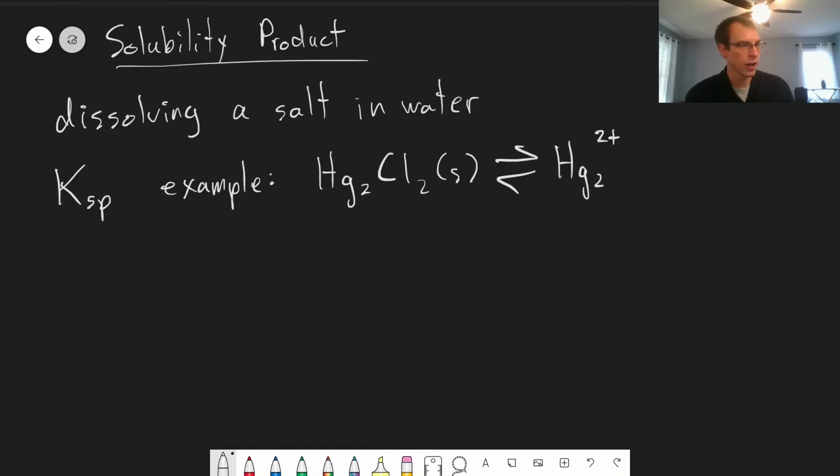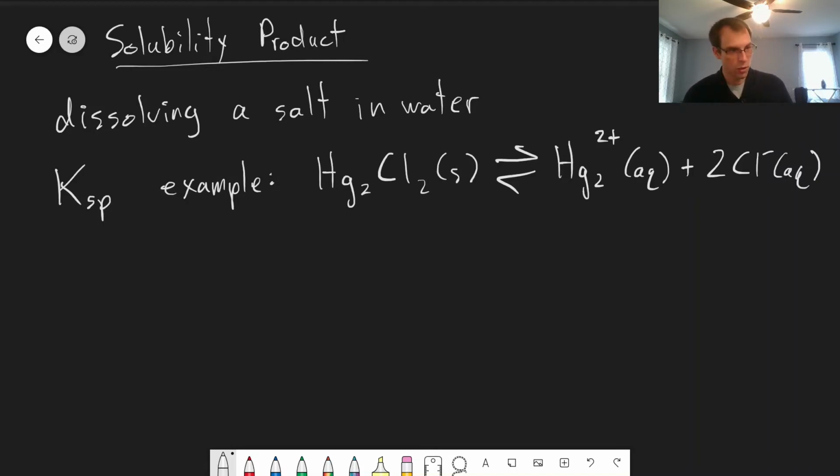So this mercury 1 ion, which is a dimer, it's two mercury atoms together, but their overall oxidation number is 1, even though there are two of them. And that'll be aqueous plus 2 chloride ions that will come off of that salt as well. And so this is our equilibrium that we're considering for a solubility product.